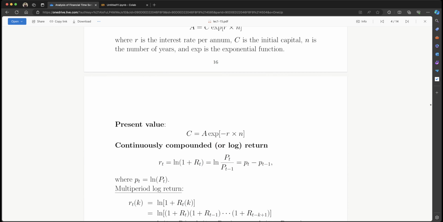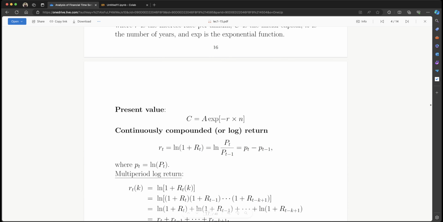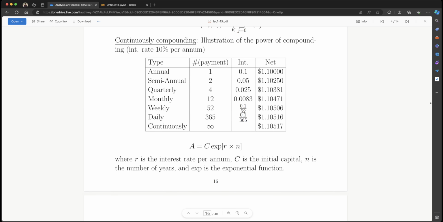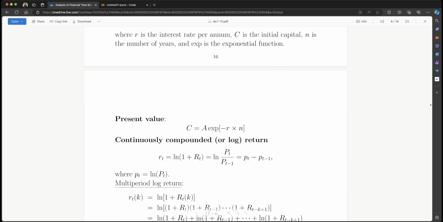Okay, now present value. Present value is in some sense the inverse of convergence. If we continuously do that, then we get C equals A exponential R n. So it is the present value of receiving A n years later.